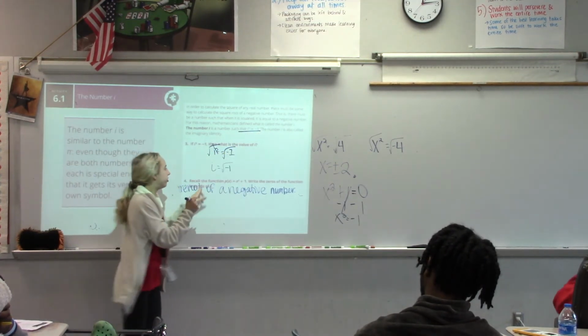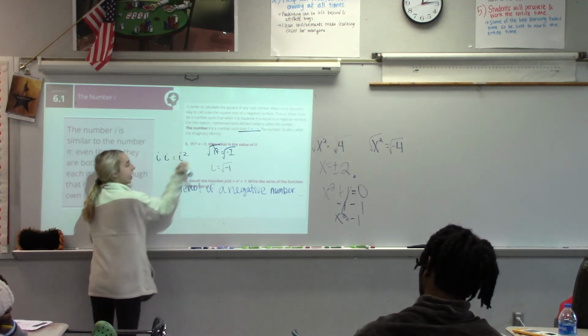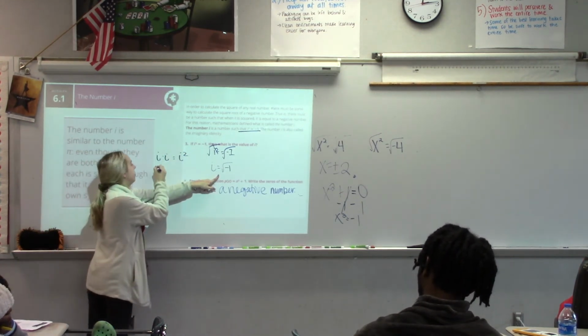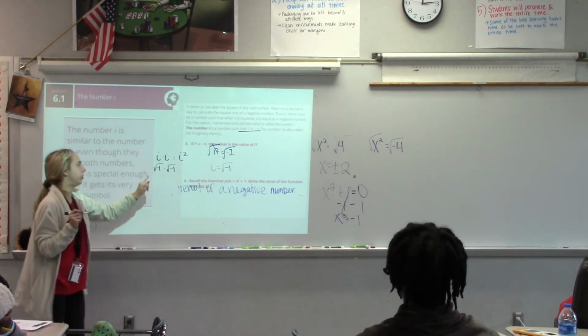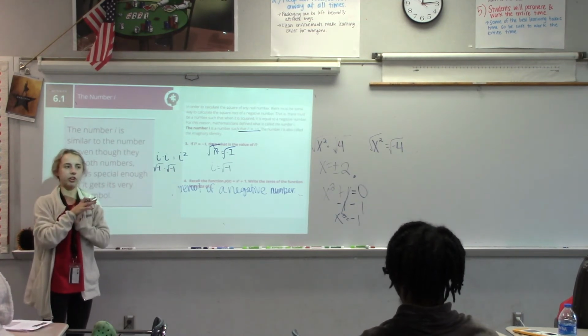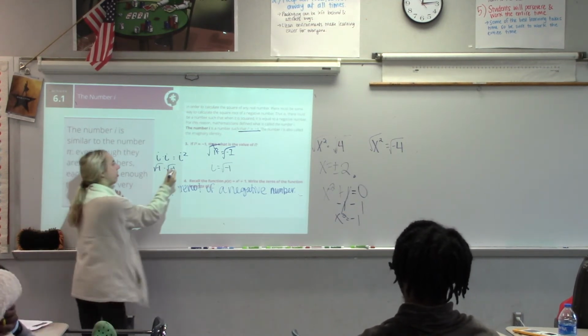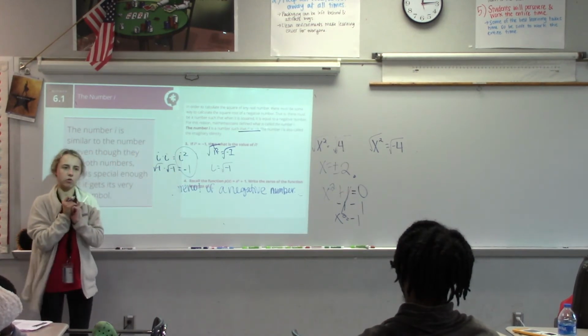Because remember, i times i equals i squared. Well, if we have the square root of -1 times the square root of -1, when you do a square root times a square root, they cancel each other out. So that would be the -1. And we know that i squared is equal to -1.